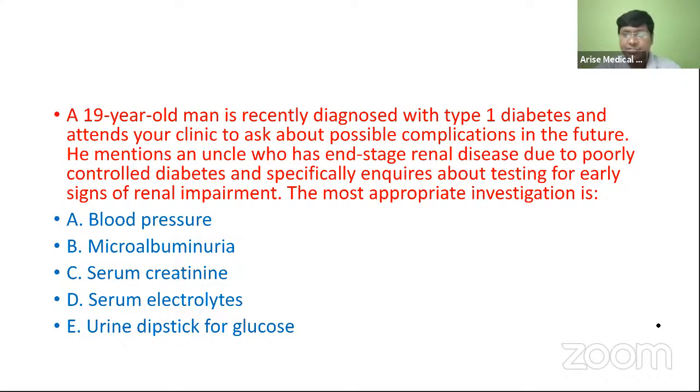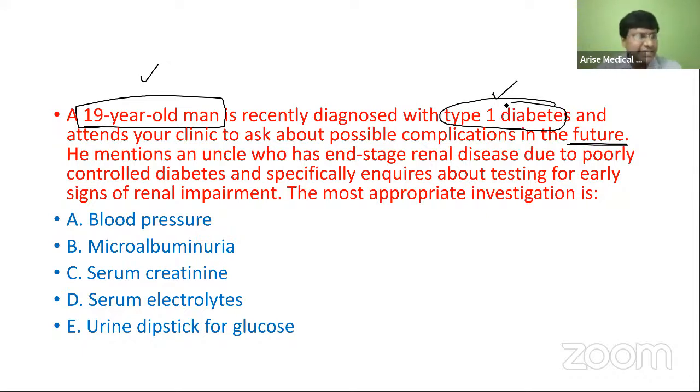Right, this is another very interesting question. I can tell this is a little easy question also, but let me see how many of you can answer this. So we have a 19-year-old man. He is recently diagnosed with type 1 diabetes mellitus and attends your clinic to ask about the possible complications in the future. So what is the diagnosis? He is a type 1 diabetic. Now, what is he worried about? What is he concerned about?